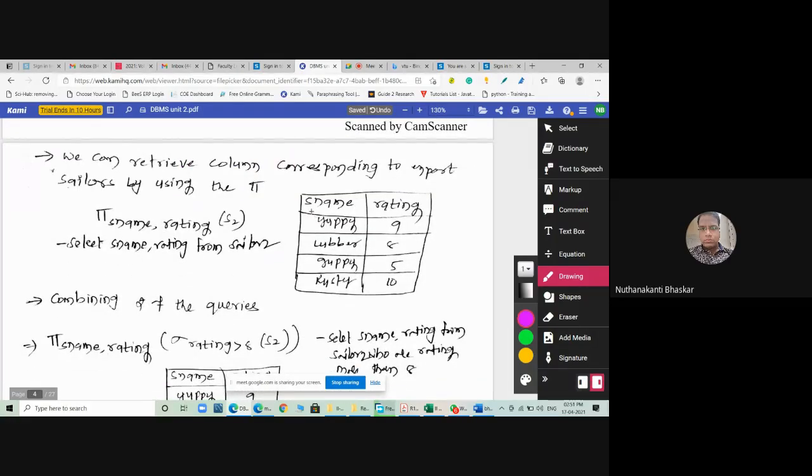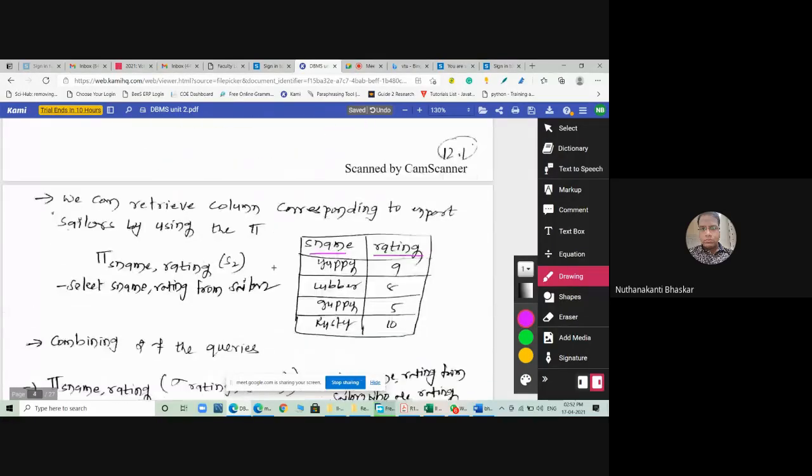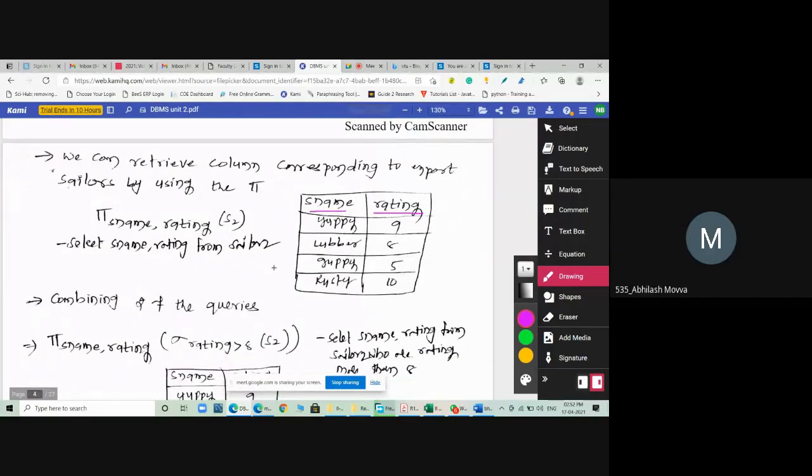Whatever questions I'm asking, we have the same procedure in SQL also. But in SQL we have to write the SQL queries, whereas here it is a mathematical, relational representation. That is the difference. Now you have understood projection, what is the meaning of projection now?